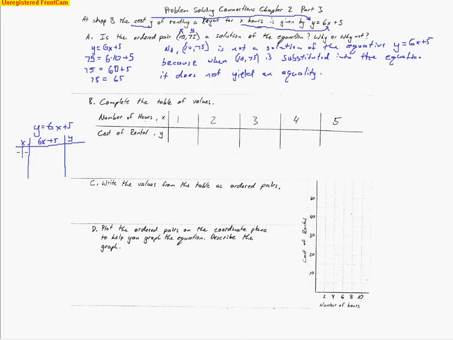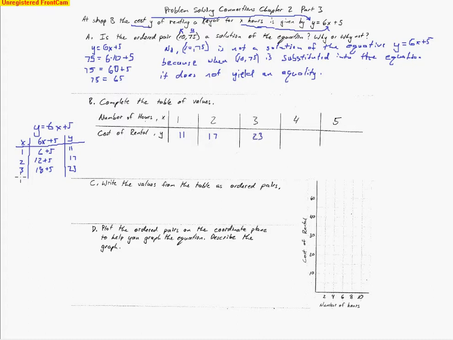So if we put 1 hour in for X, I try to do this step in my head. 6 times 1 is 6, plus 5 gives me 11. So the first number would be 11. Then I take the next X value, which is 2, and I plug it in for X. And I need to multiply by 6, so I get 12 plus 5 gives me 17. So my next answer is 17. And then I take the 3 hours, put that in for X. 6 times 3 gives me 18, plus 5 gives me $23.